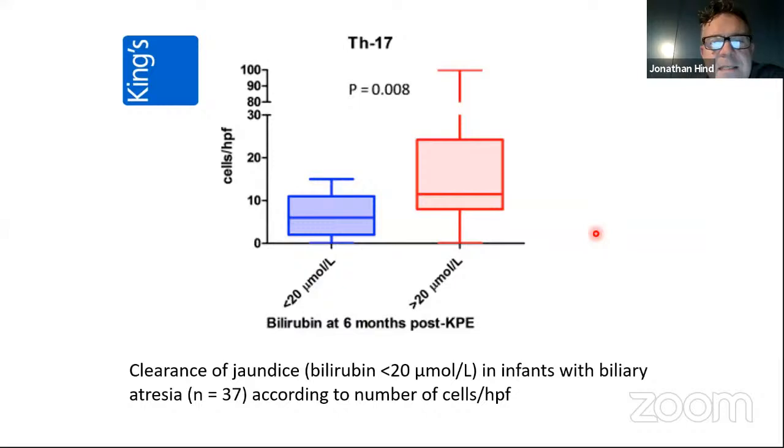And it persists post Kasai portoenterostomy as well. So this is the group of children who cleared their jaundice. You can see they didn't really have many of these lymphocytes as opposed to those who did not clear their jaundice. It was an unsuccessful Kasai. They still had that immune reaction ongoing.